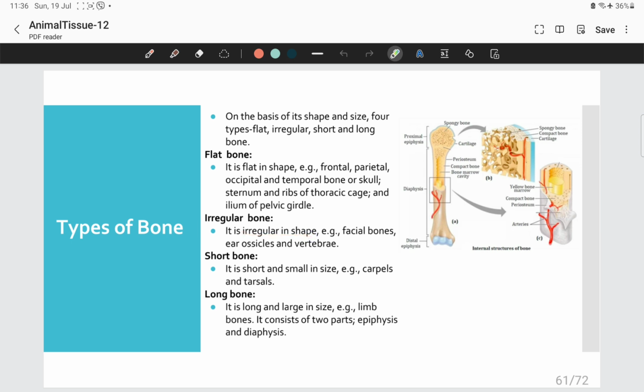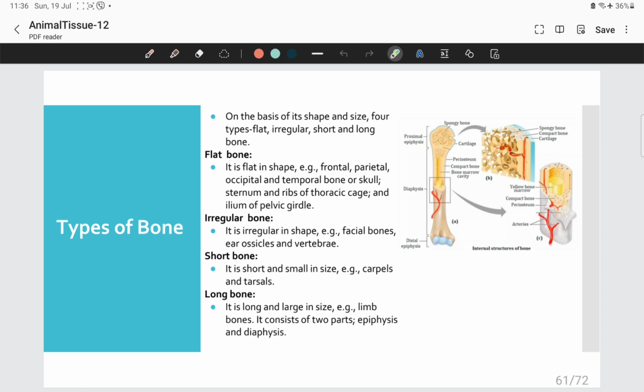Examples are the bones present in the face, our ear ossicles, the bones in the middle ear, and vertebral bone. They don't have any particular shape. Next, we have short bone. It is short and small in size. The bones present in carpals and tarsals, which are present in our fingers and toes. They are small and short in structure, so such bones are called short bone.